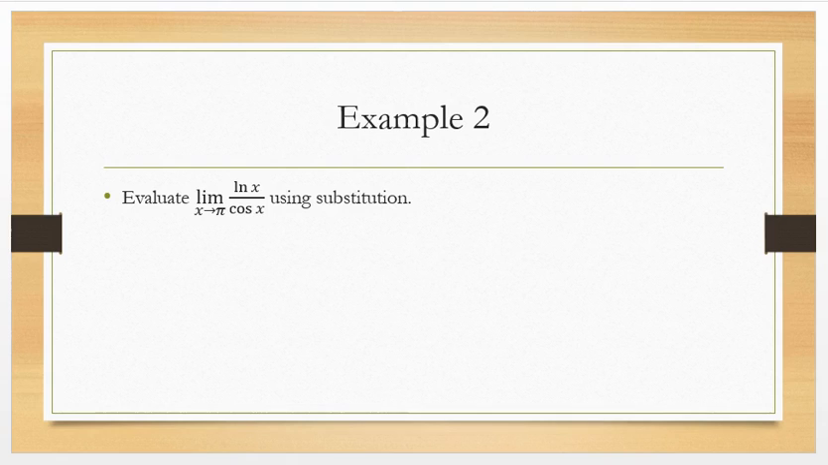Here's another example that may seem difficult because there are some expressions we haven't used in a while in there, like natural logs. But again, let's just try replacing the x's with pi and see what happens, because this is saying what happens when x gets really close to pi. So let's test and evaluate natural log of pi over cosine of pi.